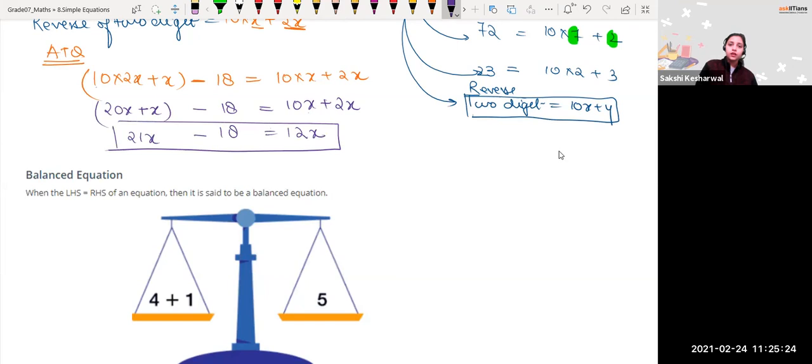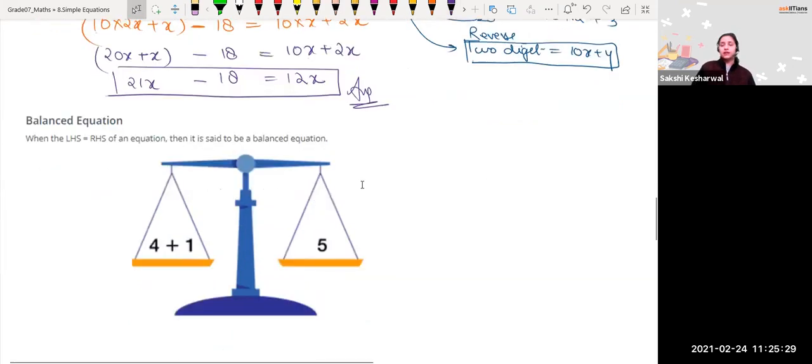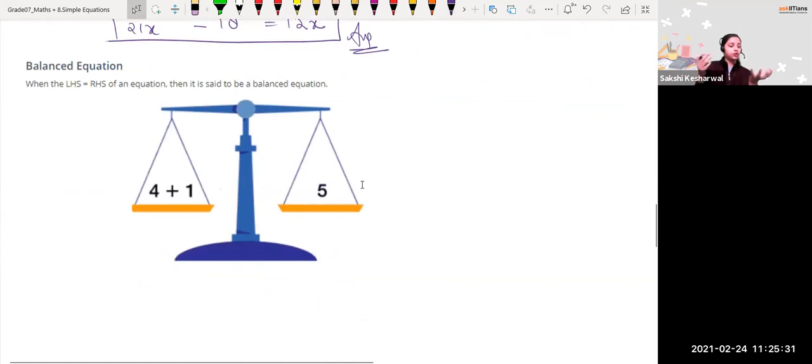Okay. Now coming to the balanced equation. What do you mean by a balanced equation? When you go and buy stuff, you see that on one side the shopkeeper puts the fruits or something like that, and on the other side puts the weights, or not. The same goes for equations also. You have the left hand side and you have the right hand side. You have to balance both sides.